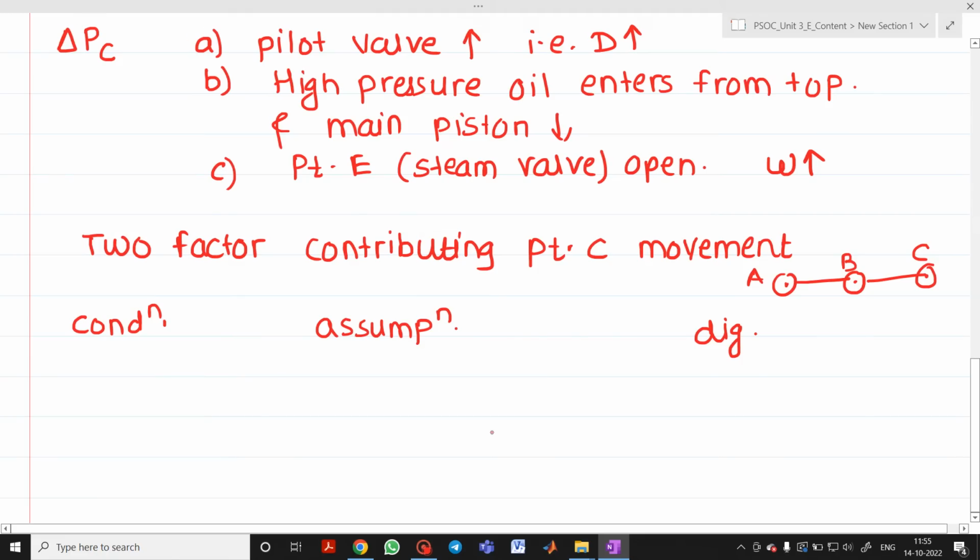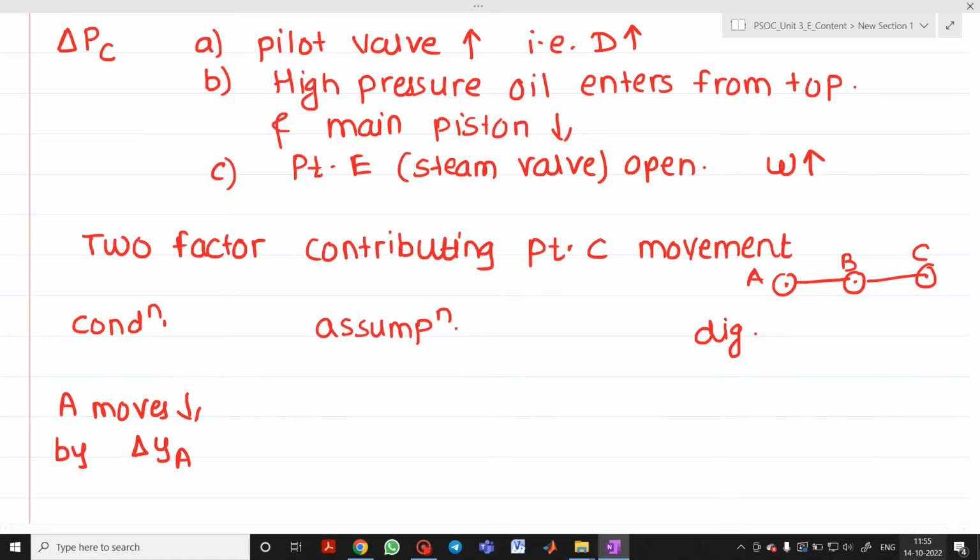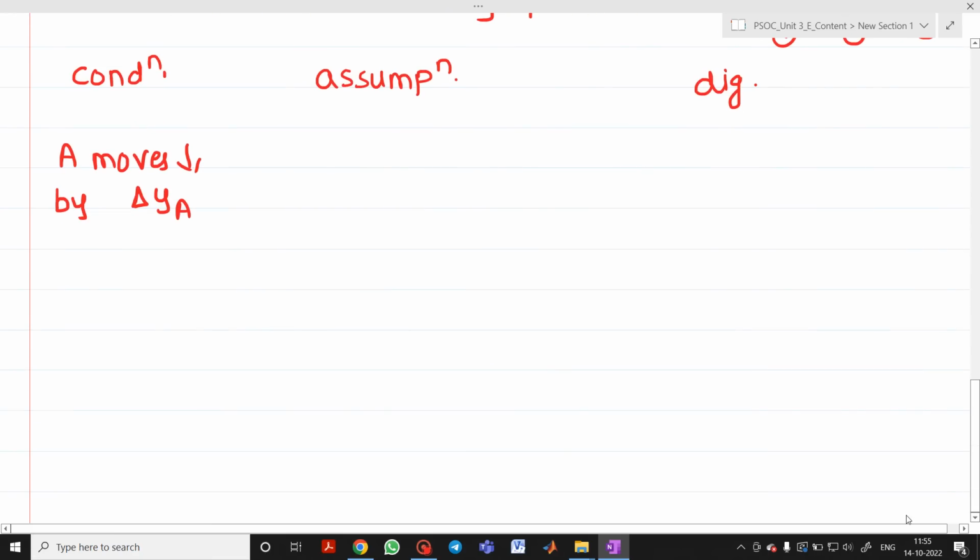So now what happens here? Now I will write it here. First point is nothing but the condition: A moves in the downward direction by a small change which is equal to delta YA. So already we have seen that this delta YA will be equal to Kc into delta PC. Already we have seen this, equation number 1. Now at point A, the change is delta YA.